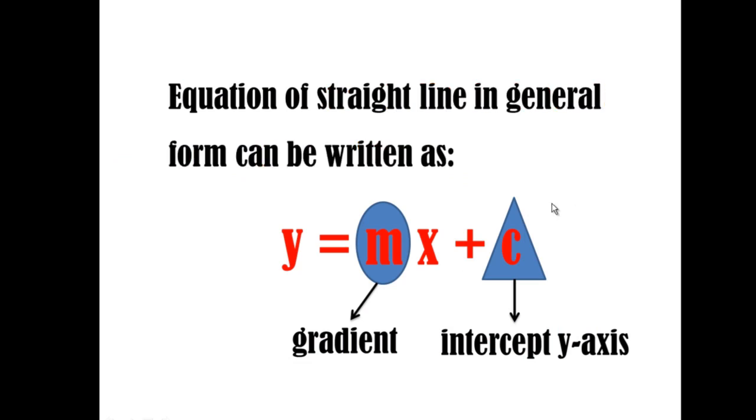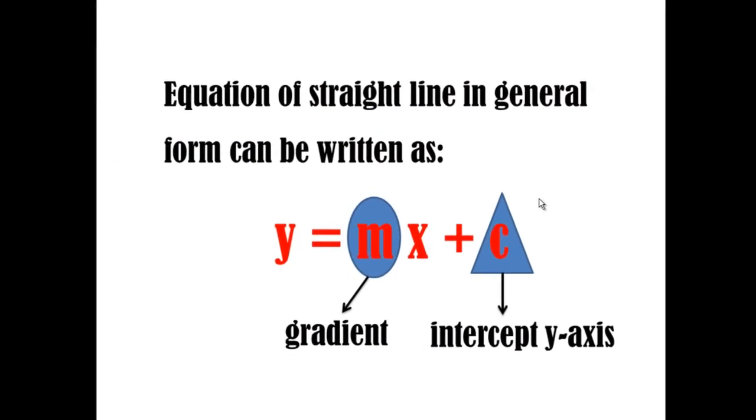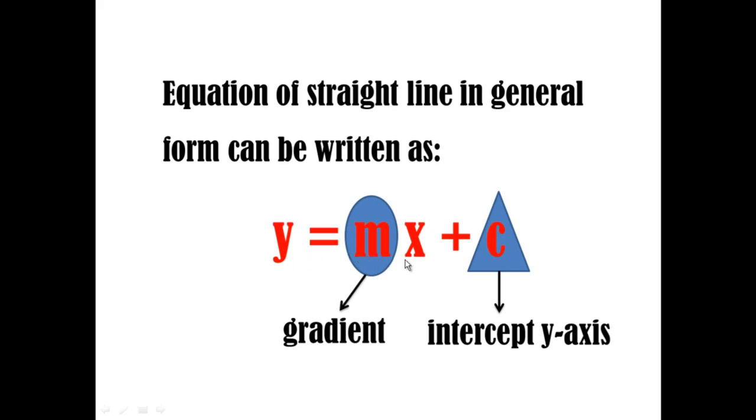Equation of straight line in general form can be written as y equal mx plus c. M is gradient and then c is intercept y-axis.